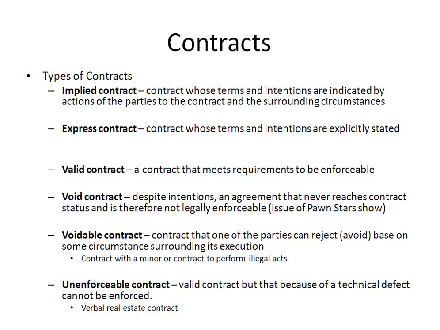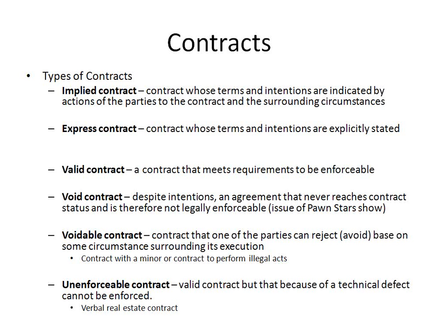A voidable contract is a contract that one of the parties rejects, or voids, based on circumstances surrounding its execution. So even though it's signed, later you realize, well, that person's a minor, so it's voidable. There might be other things too, because someone withheld information, or a conflict of interest, or some other things.